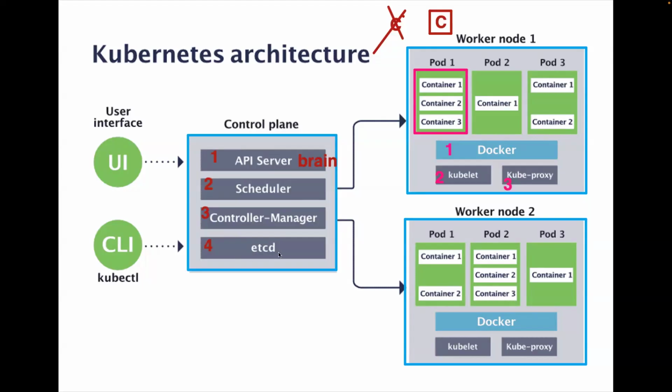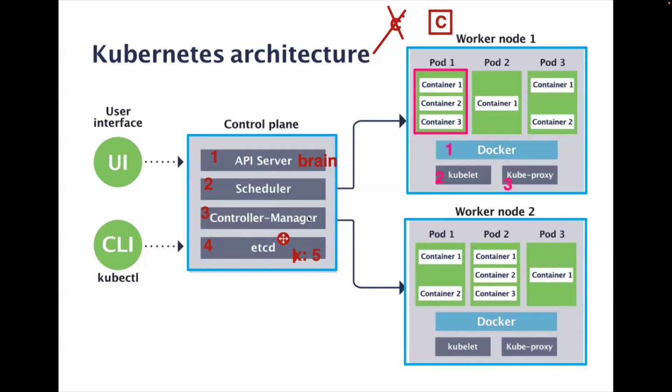etcd is a key-value store, where the data is stored in the form of keys and values, right? So you have something like this. Data is stored in the form of key-value pairs. It's a NoSQL database. Because for the scheduler to schedule on a particular node, it should know where a pod should be scheduled, on which node, at what time, and what resources are available.